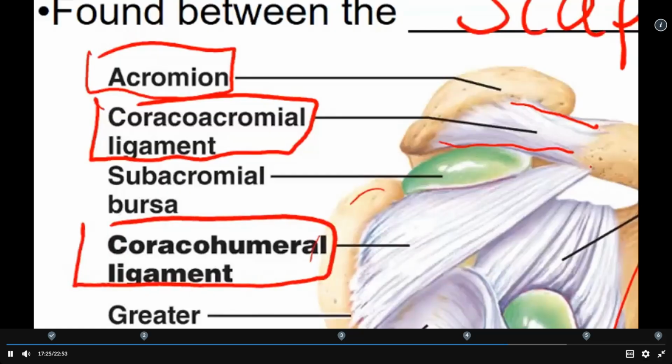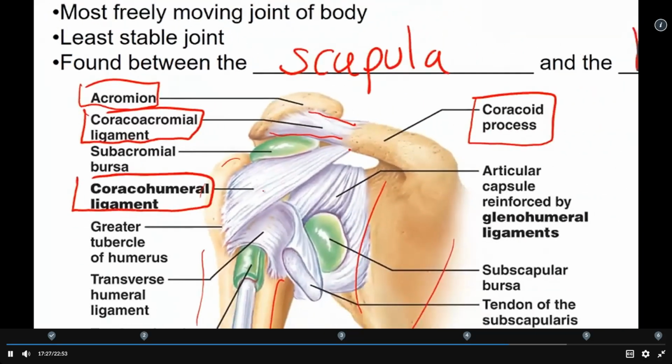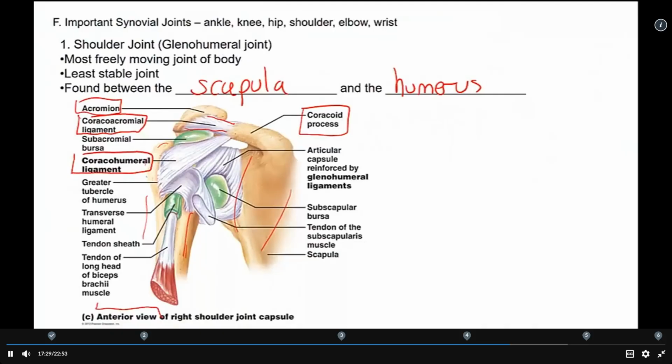Here's another one, the coracohumeral ligament. It is attached to the coracoid process on one end and the greater tubercle of the humerus on the other end. This is one of the reasons it's very important to learn the bone markings, because this is where ligaments, tendons, and muscles attach. You can also see some bursa scattered throughout here between processes or structures that are going to rub up against each other. You can see the tendon sheath also.